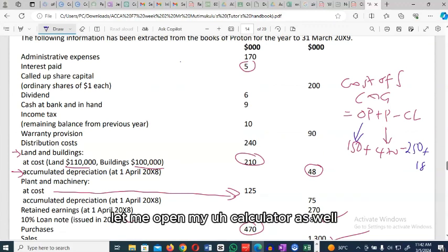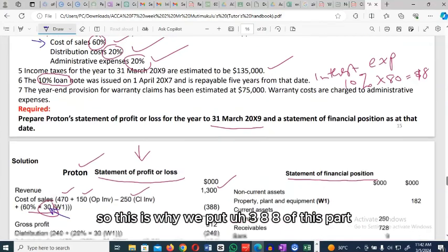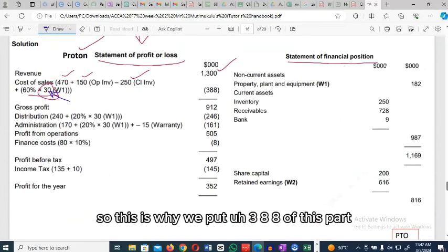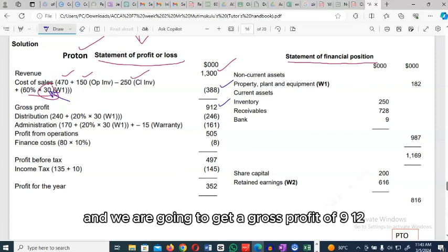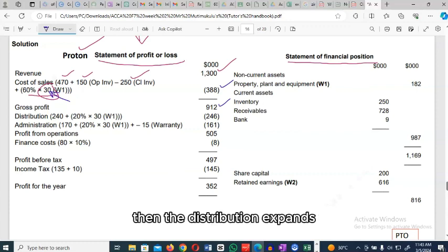Let me open the calculator on my phone here. That's 150 plus 470 minus 250, the closing stock, plus 18, and we get 388. So this is why we put 388 on this part. But remember, cost of sales is a deduction. So we deduct it from the revenue figure of 1.3 million, and we get a gross profit of 912.